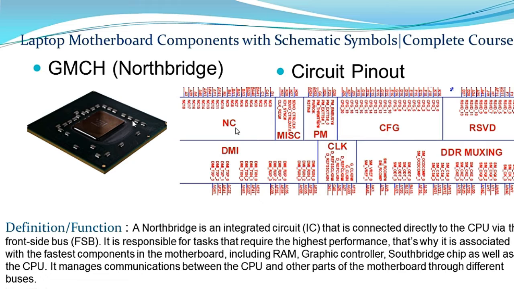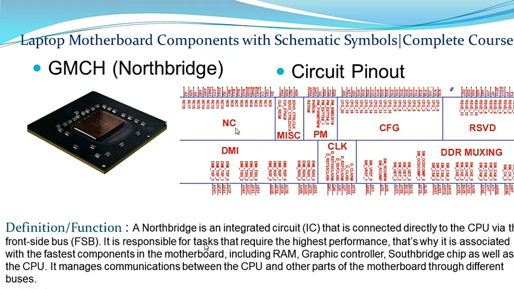So basically this chipset is connected directly to the CPU using a bus. We call that bus the FSB or front side bus. So the NOT bridge is the intermediary between the CPU and other components in the motherboard. It is connected directly to the CPU via the front side bus or FSB, as you can see.